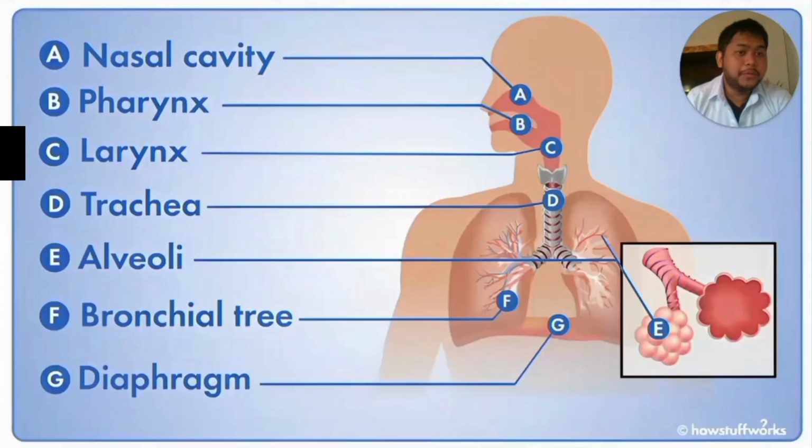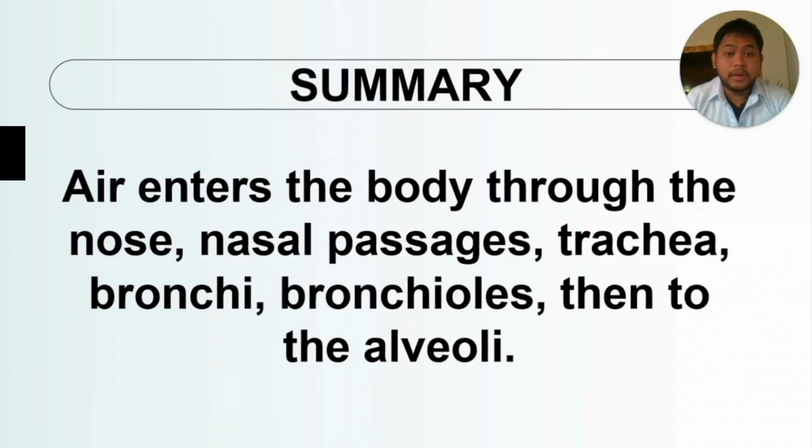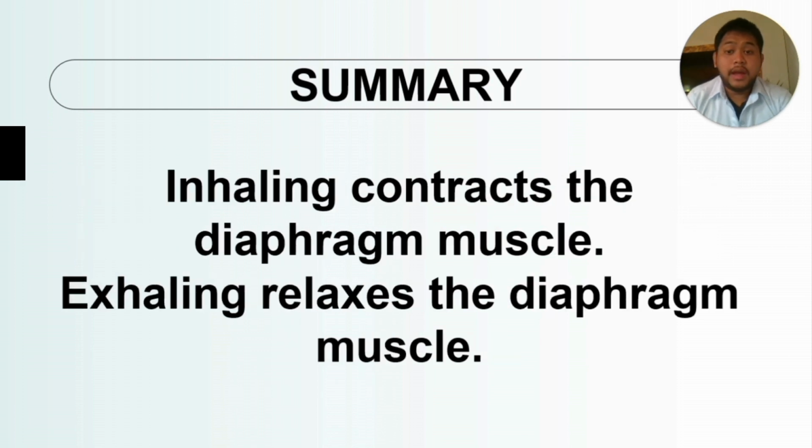So I hope you've learned something about that. So basically, the first destination of the air is the mouth or the nasal cavity, going through to the last, which is the alveoli. So that's how air passes through. So in summary, air enters the body through the nose, nasal passages, trachea, bronchi, bronchioles, to the alveoli, as mentioned earlier. And inhaling contracts the diaphragm muscle and exhaling relaxes the diaphragm.